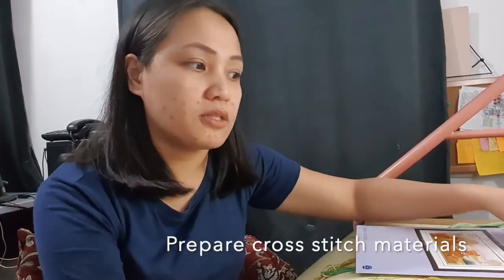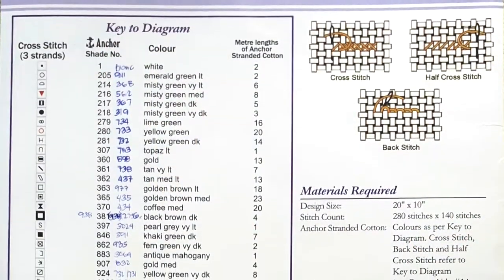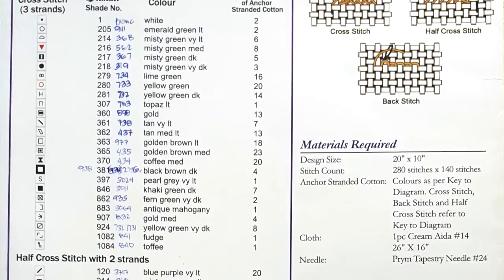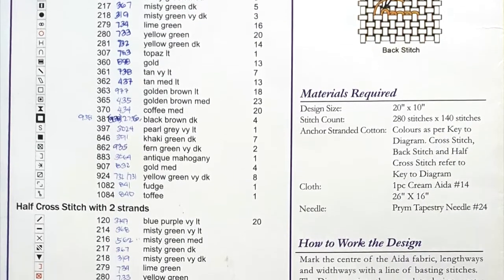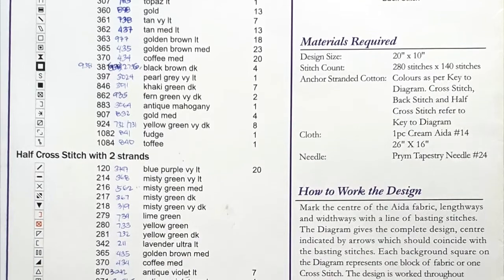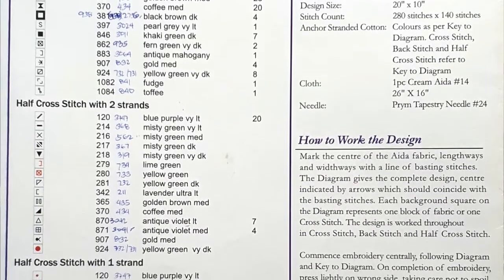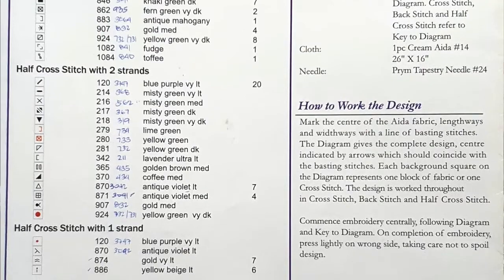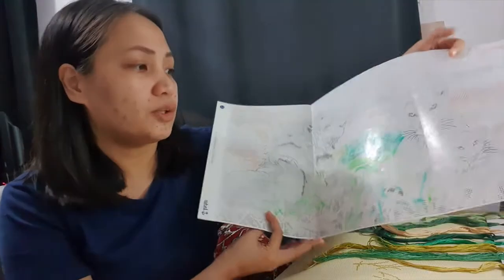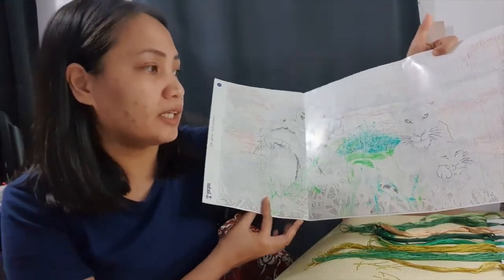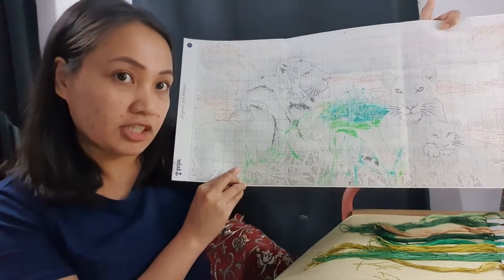So first off, we have to secure all the materials needed as indicated on our chart. It will give you the thread needed and the meter length per thread. Also, it will give you the materials required and the needed stitches. If you open it, you'll have the entire design that you will stitch.